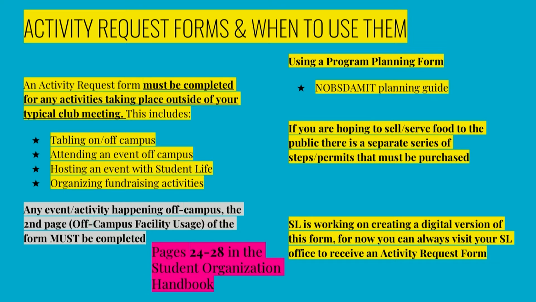Right now, the activity request form is available as a paper form and as a fillable PDF. At this time, we are working on creating a digital version of this so that you can not only submit electronically, but also get your approvals and signatures electronically. That way you don't have to try to track down your advisor. If you have any questions as you're filling this out, please be sure to see us.